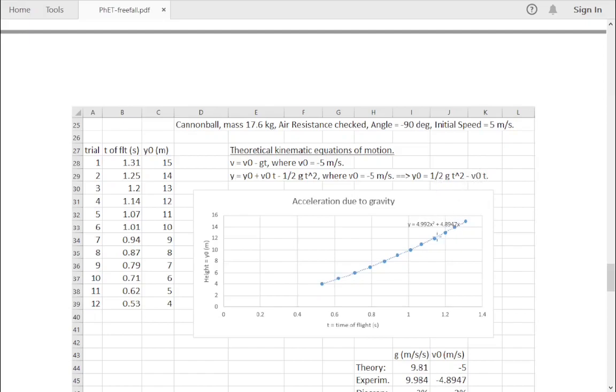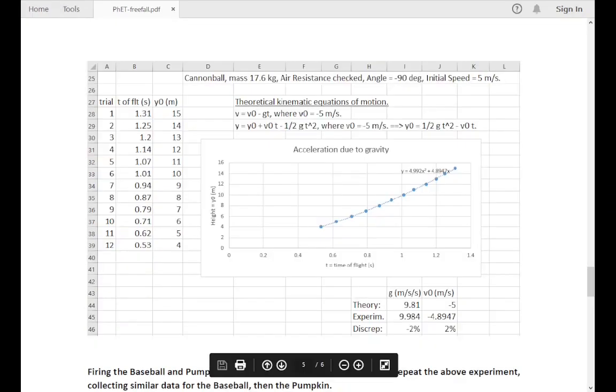Why is this one plus and this is minus? That's because v0 is actually minus 5. So a minus times a minus is a plus. In a perfect world, this term would actually be 5 instead of 4.8947, since the initial speed is 5. That represents some error. Down here we've collected our experimental results where we can compare them with theory.